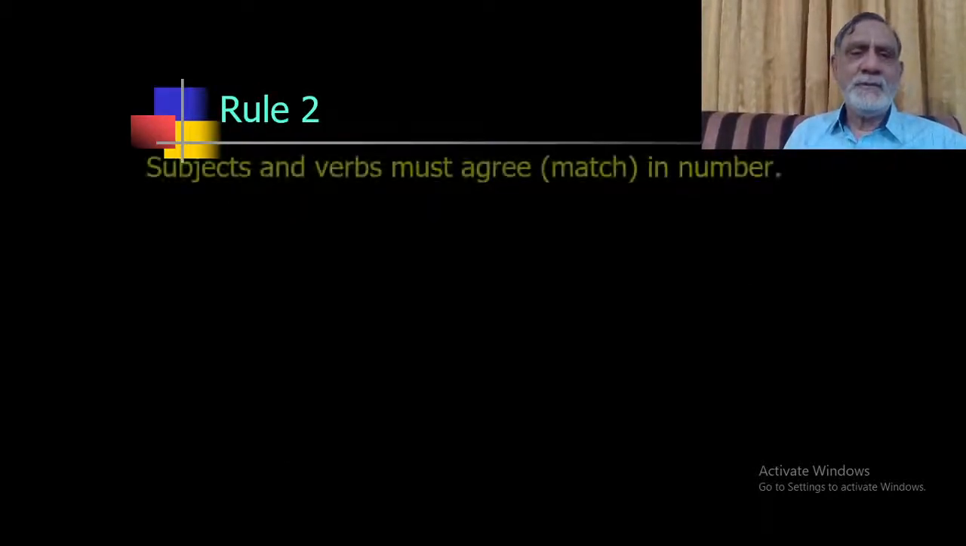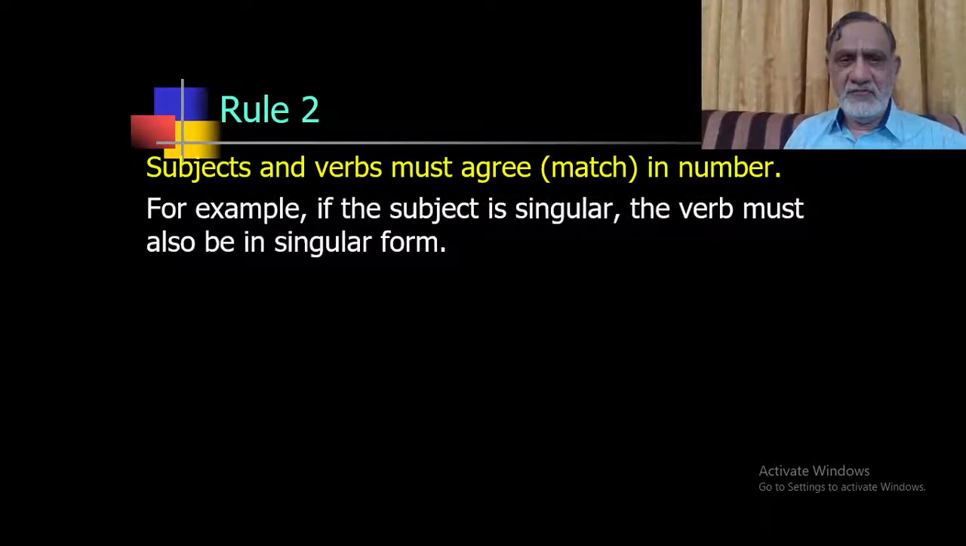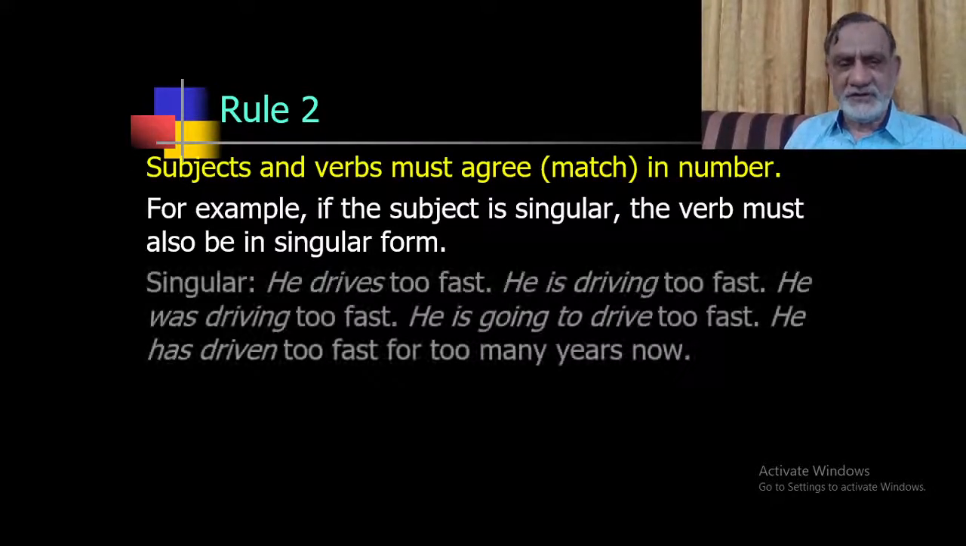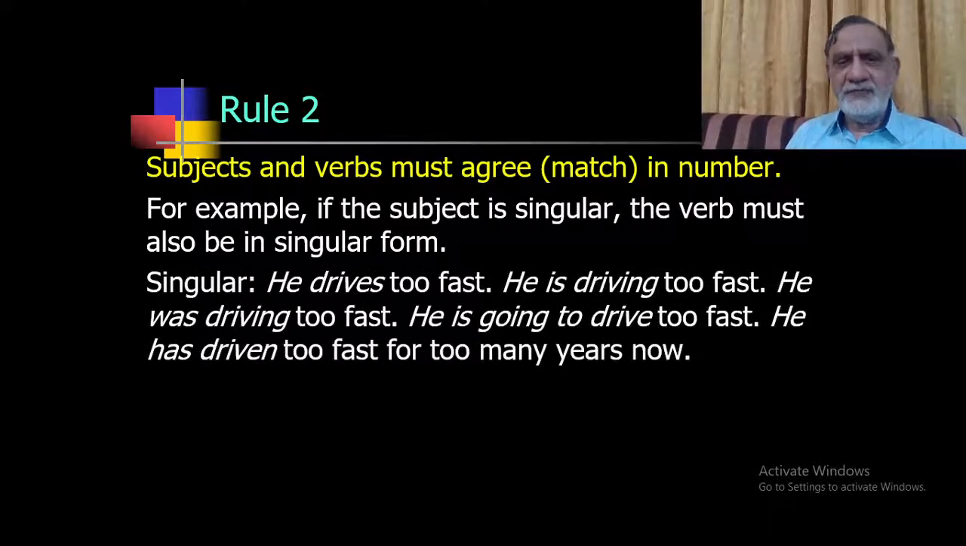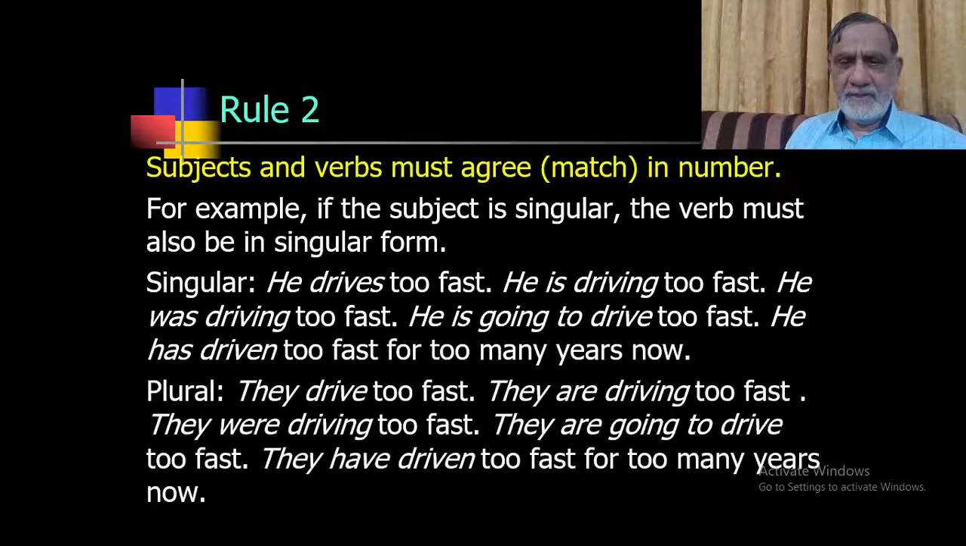Rule number two. Subjects and verbs must agree in number. For example, if the subject is singular, the verb must also be singular in form. He drives too fast. He is driving too fast. He has driven too fast. Plural: they drive too fast. Now, the examples tell us that the subject and verbs must agree in number. And here we find they do agree.